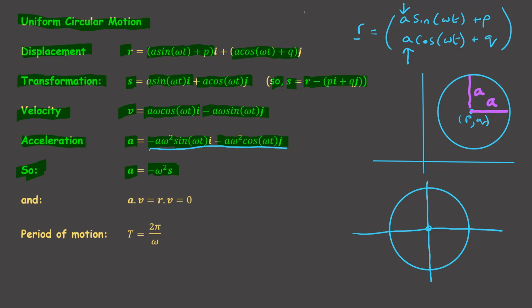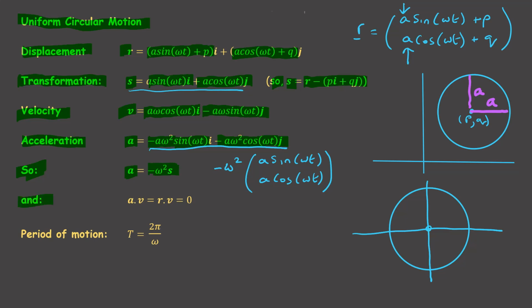If you take that and take out negative omega squared, what are you left with? You're left with a sine omega t and a cos omega t, which is s.